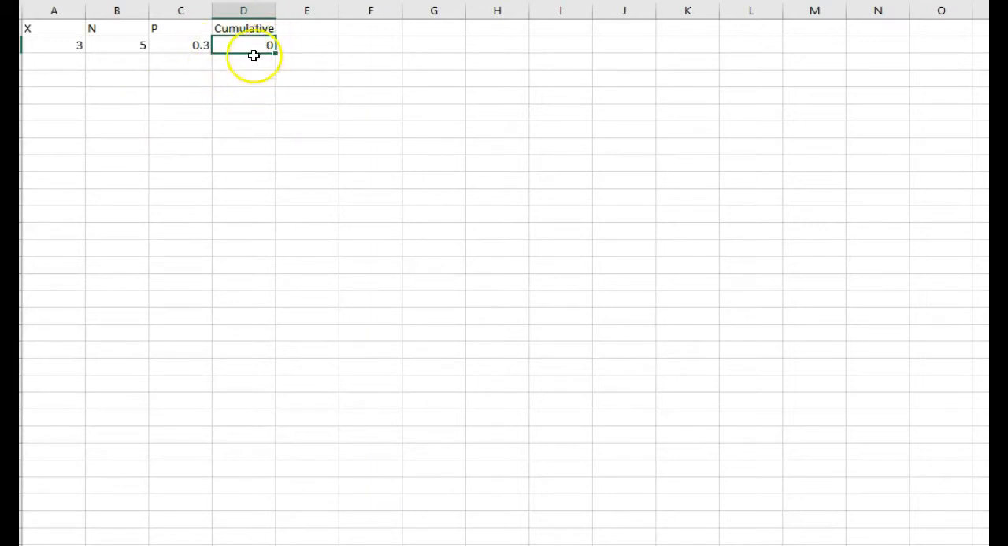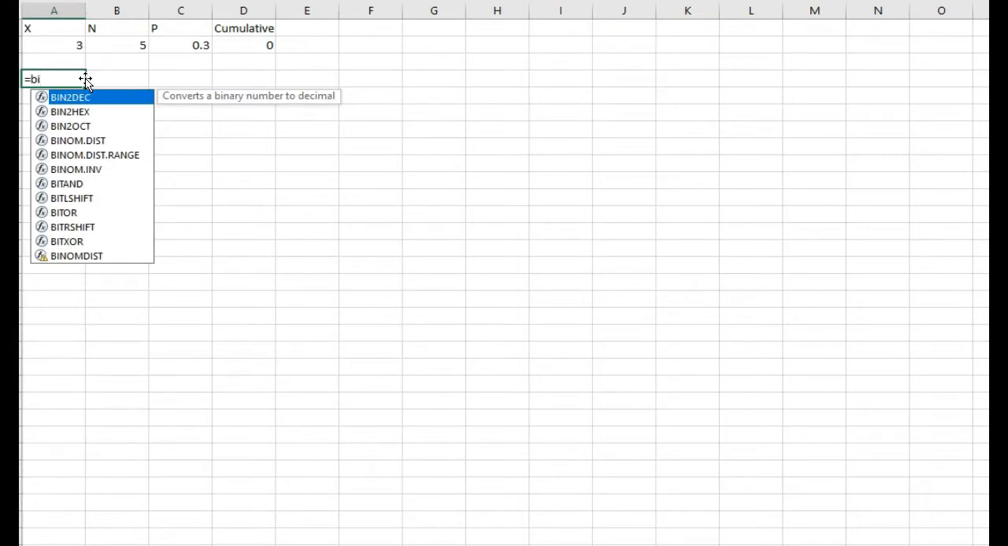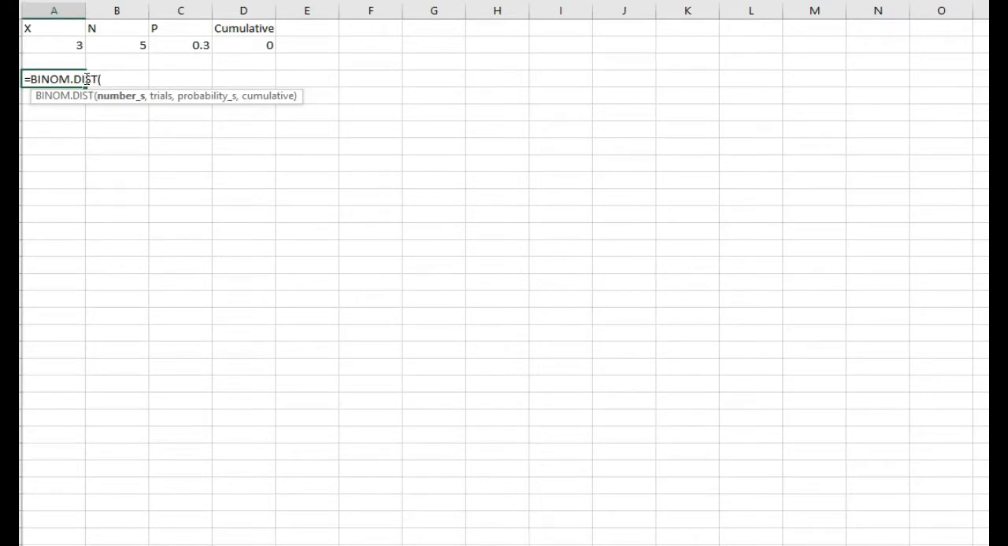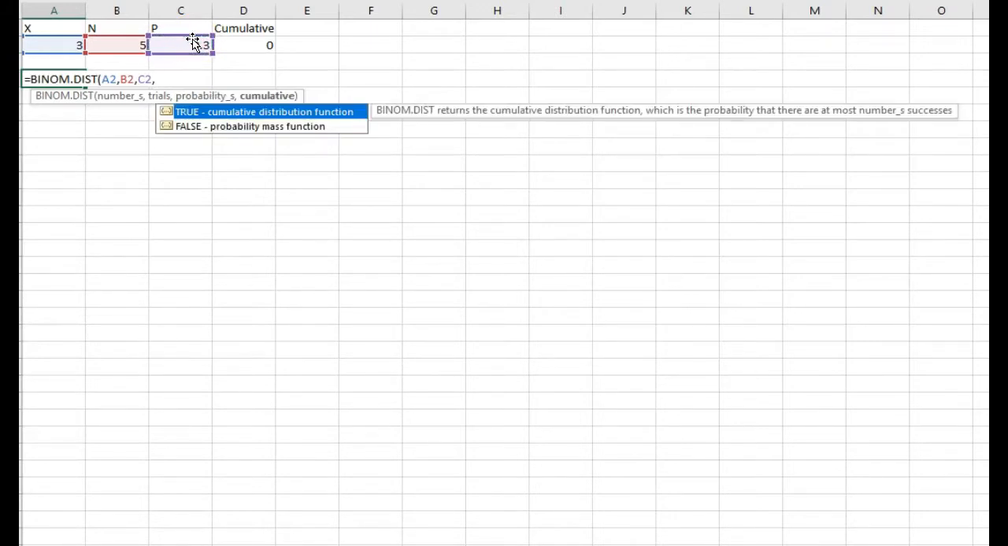But for right now, we'll leave it as a 0, because 0 just says we want the probability of that value. And so the function is binom.dist, and then it's asking for the number s. That looks like it's just going to be our x value, so we would click on that cell. And then the number of trials, n, so that cell. And then the probability of success. So number s means number of successes, and probability s is the probability of success. And yes or no to cumulative, it's saying true or false.